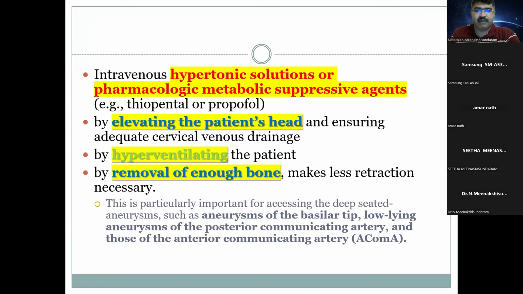pharmacological agents which can be used to decrease the brain pressure are the hypertonic solutions, the metabolic suppressive agents like thiopentol or propofol, elevating the patient's head, ensuring adequate cerebral venous drainage, hyperventilating the patient, and removal of enough bone by doing adequate craniectomies.